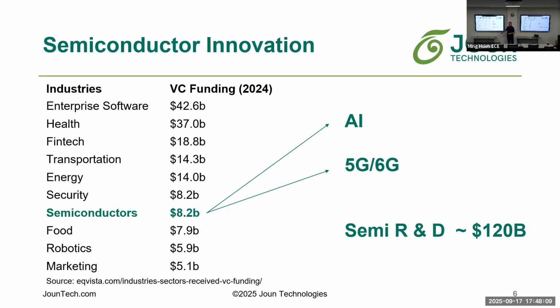The other thing to look at in terms of innovation is the companies in the industry, and how much they are spending on R&D. If you add up all the research and development being spent in the semiconductor industry, it's about $120 billion. As a percentage of revenue, it's about a $600 billion industry, right?